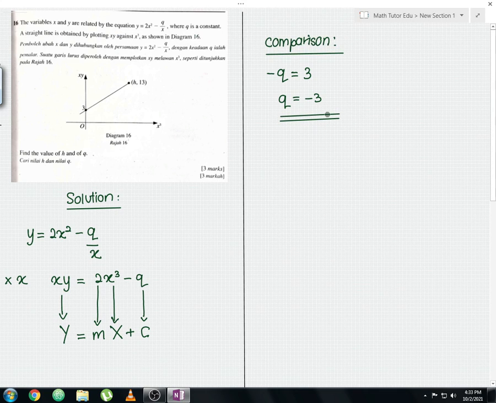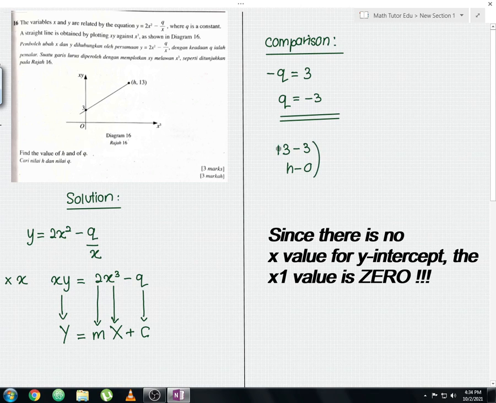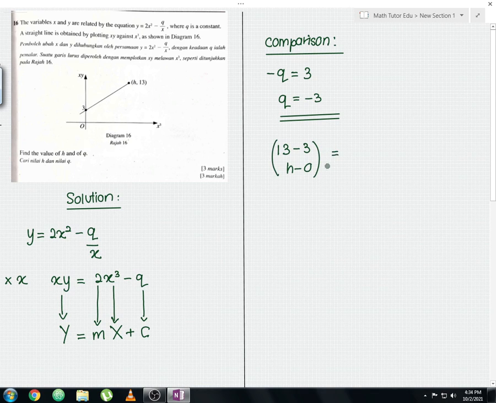Okay, once you get the q, the next step we can do is compare the gradient value that we obtained from the equation with the one we calculate from the graph. So how to calculate from the graph? Remember guys, the formula of gradient is y2 minus y1 divided by x2 minus x1. So from here 13 minus 3, which represents y2 minus y1, and then you divide by h minus 0. You should get equal to 2.